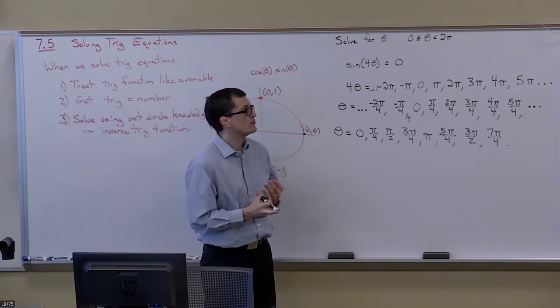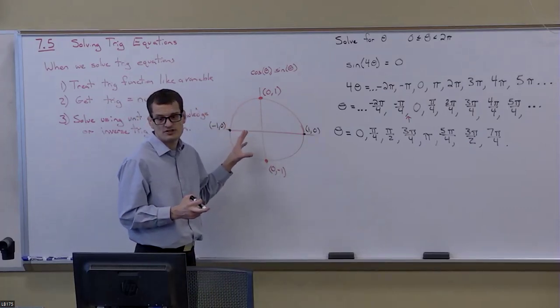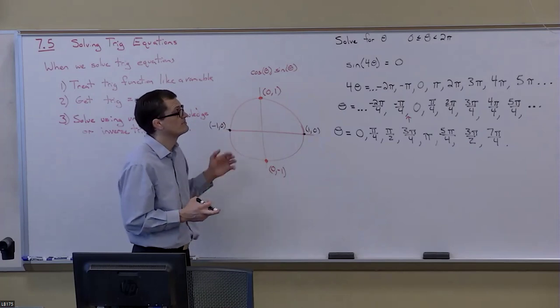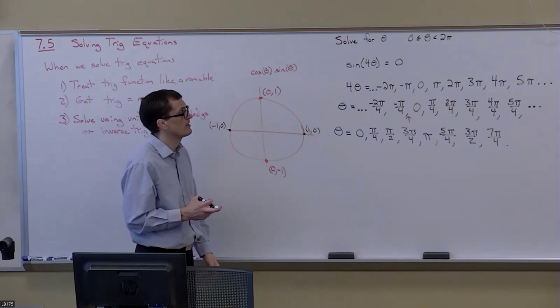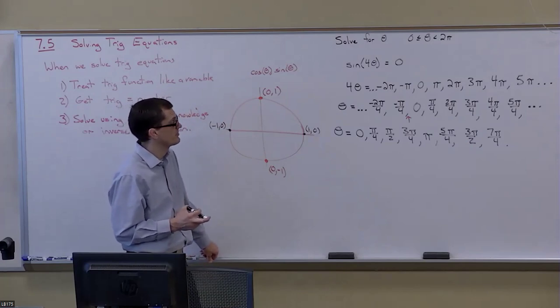So when we have it equal to 0, I like using the unit circle. Okay. When we have sine of something equal to 0 or cosine of something equal to 0, I like using the unit circle.